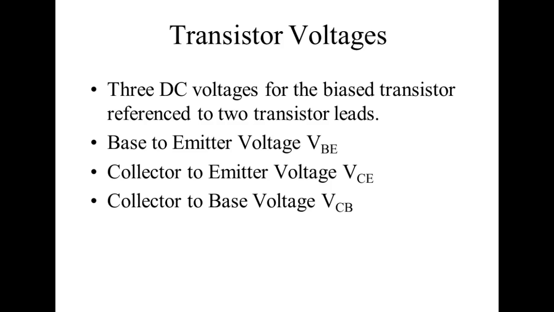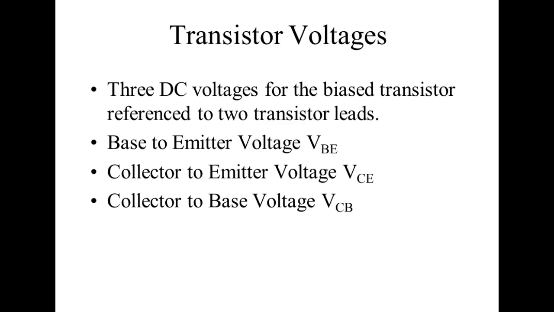Okay, so when we give two letters and they're different, this is measuring between those two leads. So VBE would be what? This means that I measure between the base and the emitter. Right? That makes sense? Okay.